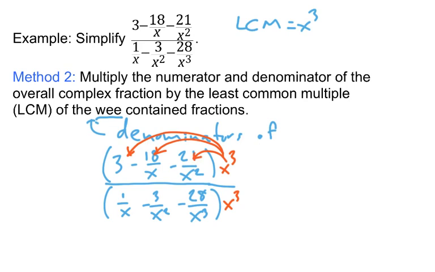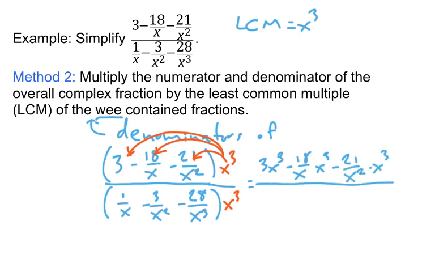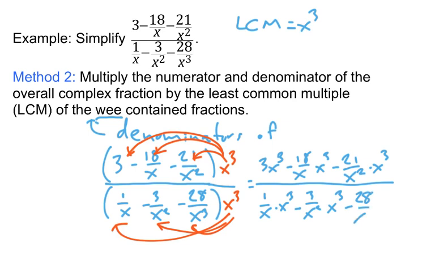So we'd have something that looks like this. 3 times x cubed minus 18 over x times x cubed minus 21 over x squared times x cubed. That's the numerator. Same thing in the denominator. Multiply, multiply, multiply. That would give me 1 over x times x cubed minus 3 over x squared times x cubed minus 28 over x cubed times x cubed.